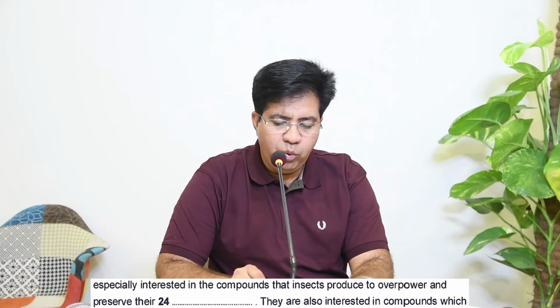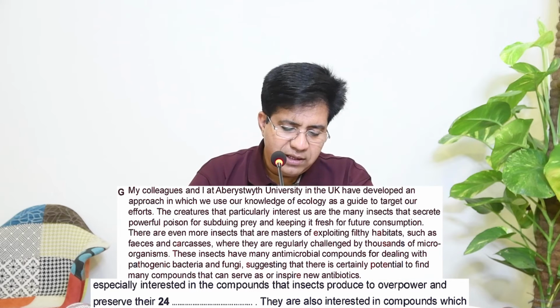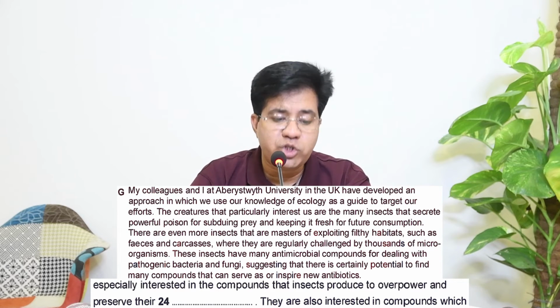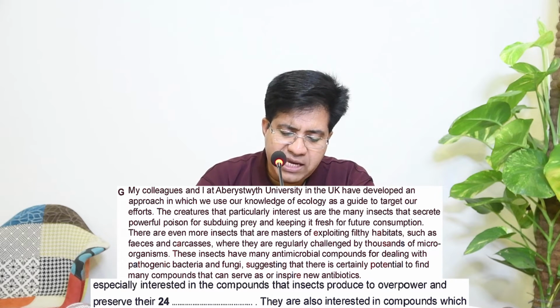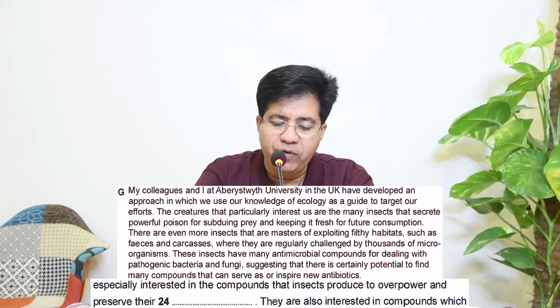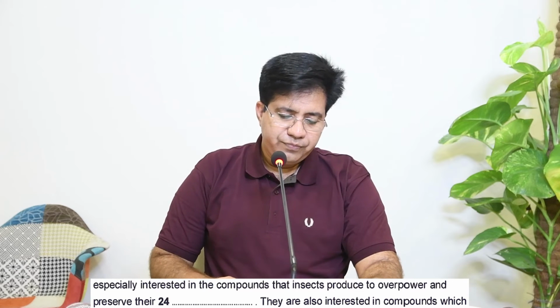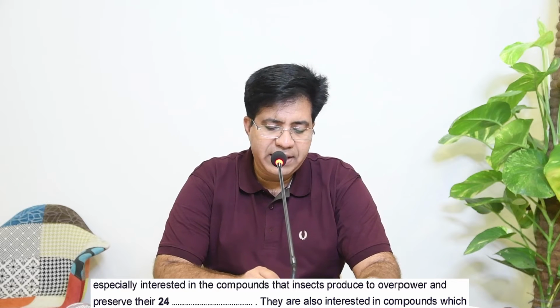Insects produce to overpower. Now, what is the word for compounds that insects produce? Come back. Very simple. Compounds that insects produce, for that they use the word poison. Poison is a compound that insects produce. And why do they produce it? For subduing prey and keeping it fresh for future consumption. By subduing prey, and for that they said overpower. Overpower means subdue and preserve their prey will be the right answer. Just underline these sentences, match them, later on read, practice, and you'll be clear.